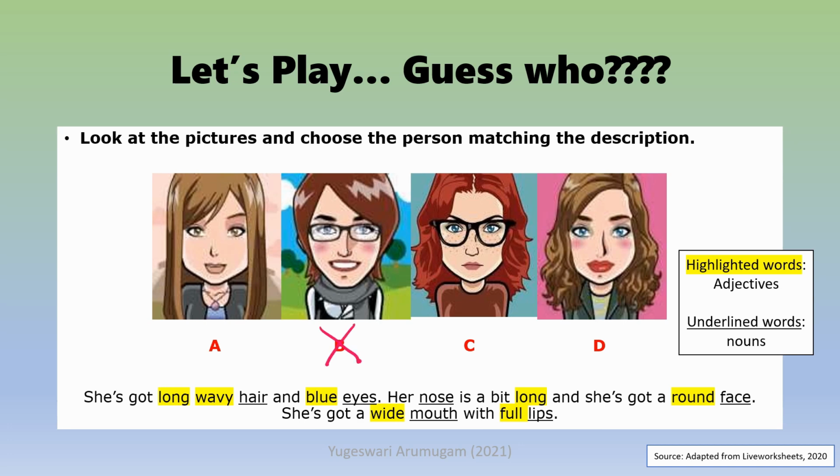Option B is out of the league because she has short hair. Then option A, because she has straight hair instead of wavy. Third option that we can omit is C, because her nose is rather short and she does not have a round face and full lips. Therefore, the answer is D because her physical traits match the description perfectly.